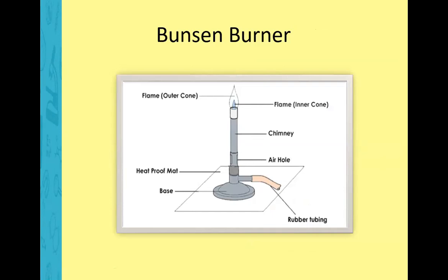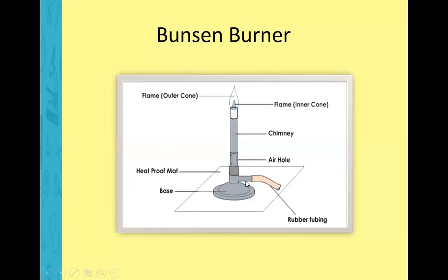The Bunsen burner is based on the principle of adjustable gas combustion with air supply. Here you can see this rubber tubing, which is used for gas supply. By varying the quantity of air supply, different burner temperatures can be achieved. Because we use it for heating chemicals, we must provide a gas supply, which is provided to this Bunsen burner through the rubber tubing. After the rubber tubing, this is the base, and what it is kept on is the heat proof mat.